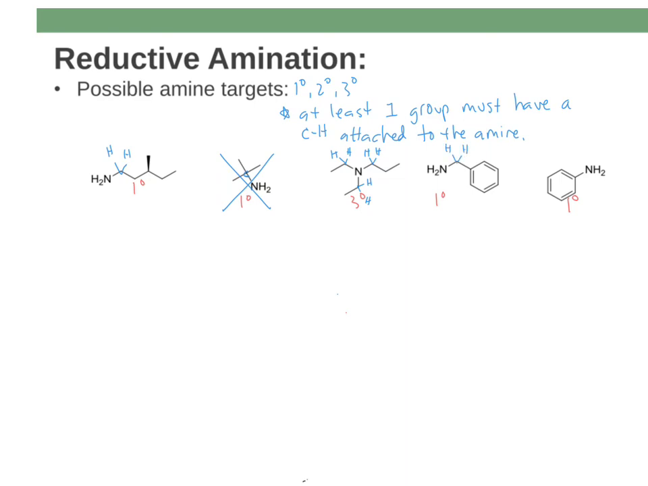Same thing for this one. There's two H's at that point of attachment. But here, at this point of attachment, there's no CH. So again, I can't use reductive amination to make that one.